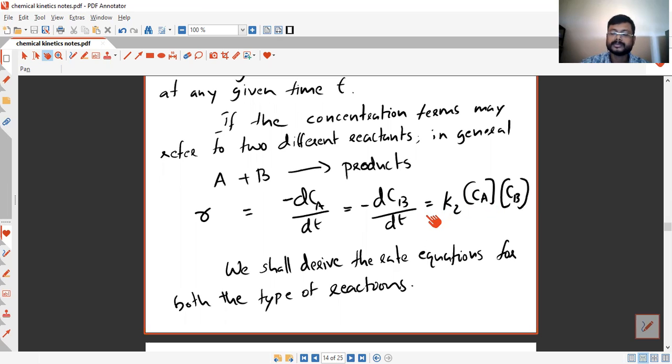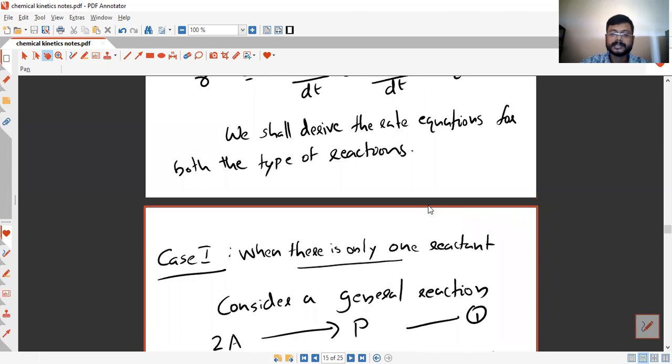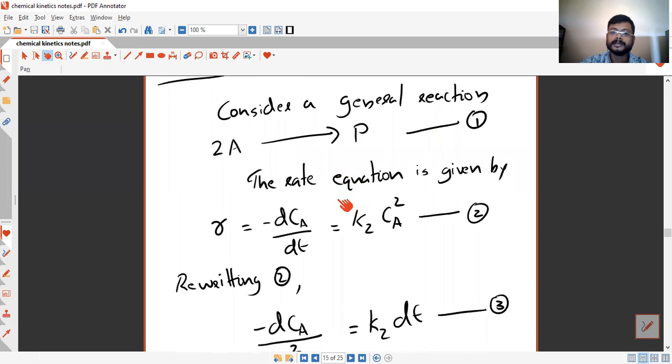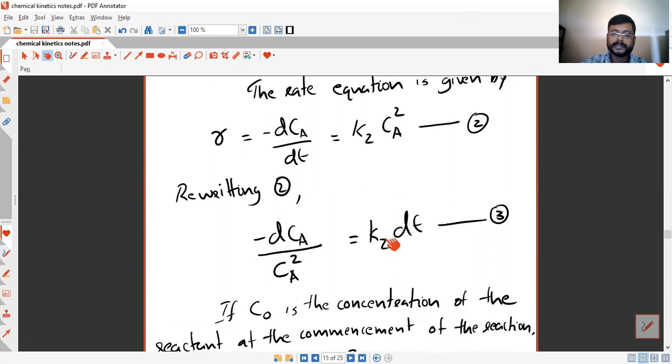We are going to derive the rate of the reaction for these two cases: if there is only one reactant, or if there are two reactants. Case one is when there is only one reactant, generally 2A gives P. The rate equation is R is equal to minus dCA by dt is equal to K2 into Ca square. That is equation number 2. Rewriting equation 2, we get dCA by Ca square is equal to K2 into dt. That is equation number 3.